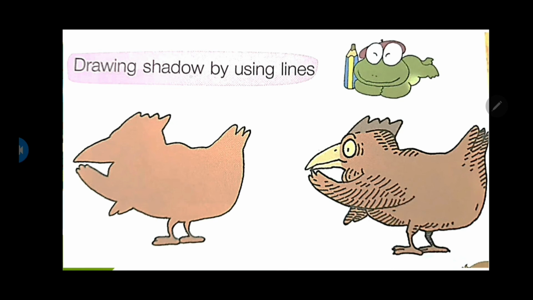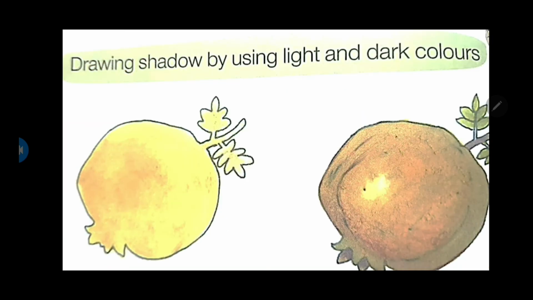Remember, drawing shadow by using lines creates a wonderful image. Look at these lines here. We use lots of lines and it creates shadow. This is the shape, but look at the form. We have now what looks like a chicken image, or probably a kind of a bird.